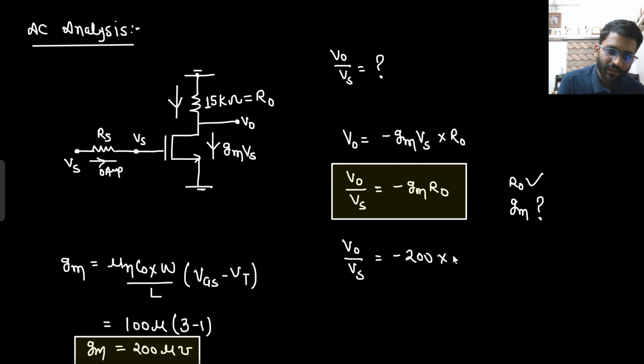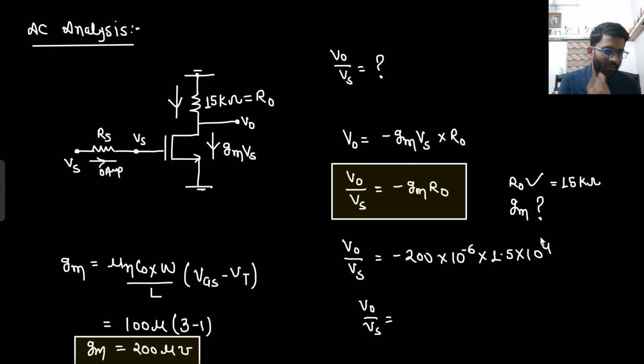Minus 200 micro is 10 to the power minus 6 into 1.5 into 10 to the power 4, right? This would make V naught by Vs equal to minus 3. R naught is 15 kilo ohm, so I put 1.5 into 10 to the power 4, because this will be 10 to the power minus 4. This will be cancelled. 1.5 into 2 will be minus 3. Minus 3 volt per volt. This is the gain. That's it.